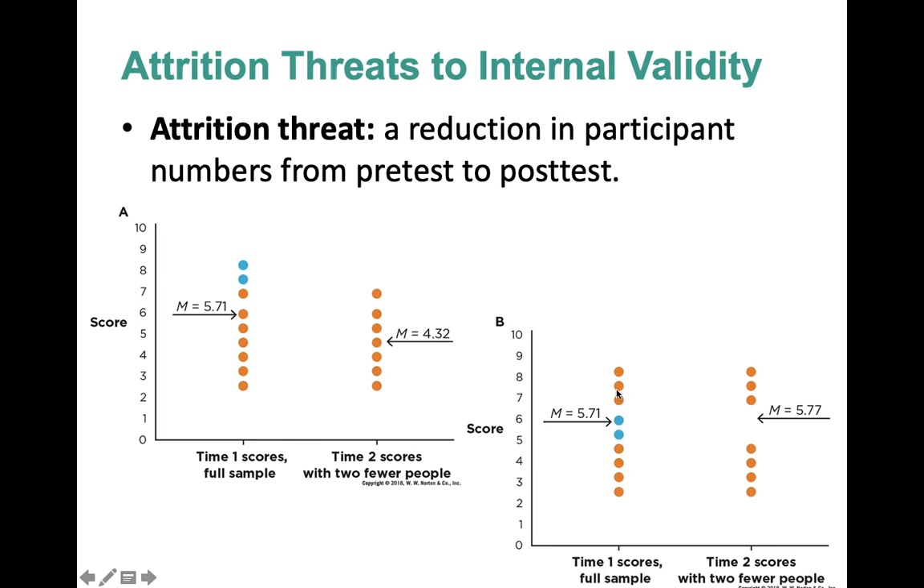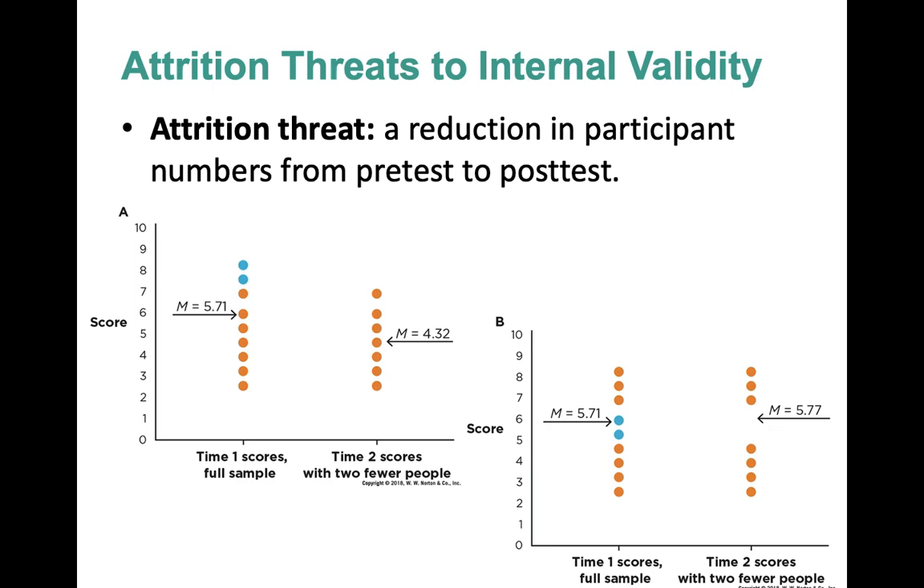You could lose somebody who's your top and your bottom, right? Because those scores would not affect the average if you lose them. So when you have either people that drop out that are in the middle of the distribution, or one from the top and one from the bottom, that would be unsystematic attrition, and that won't affect the mean.